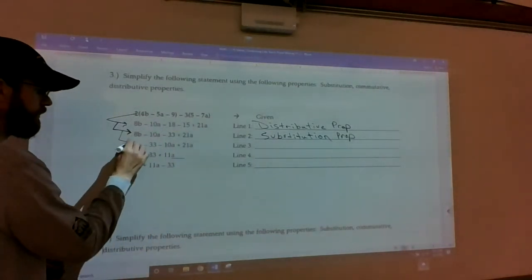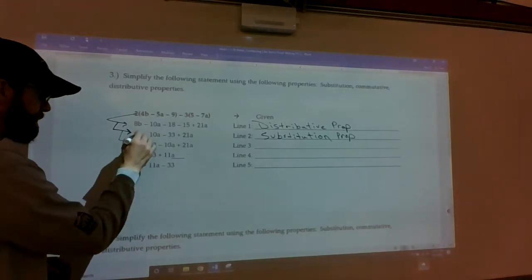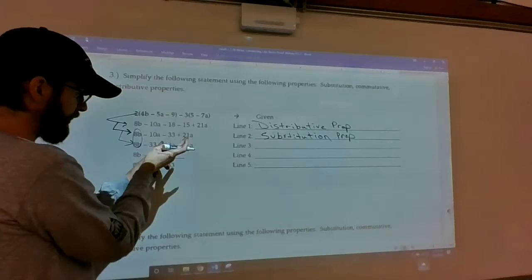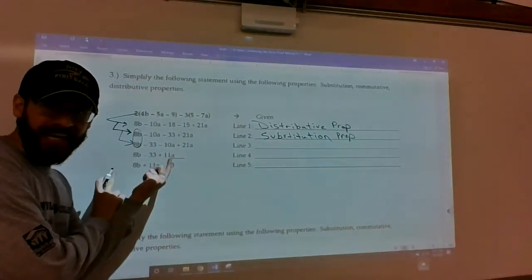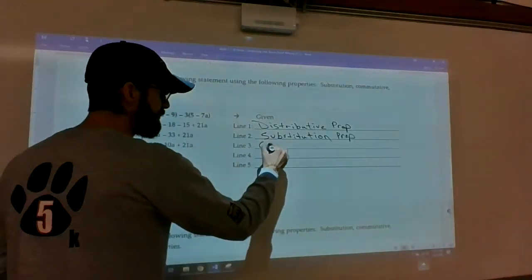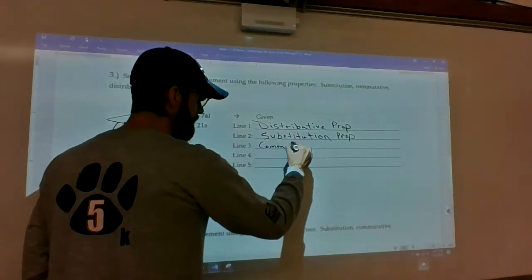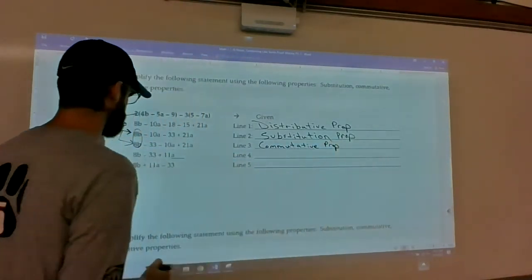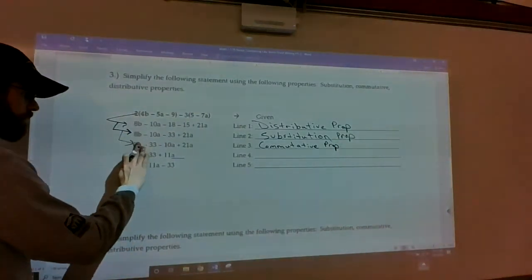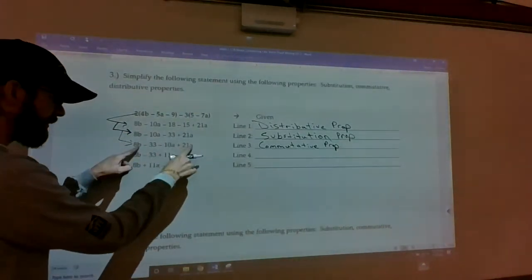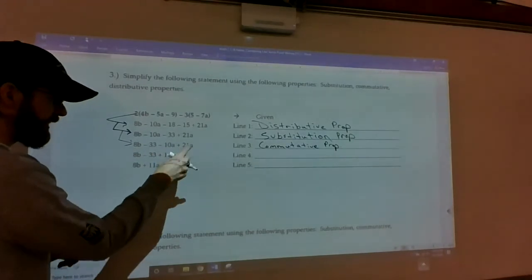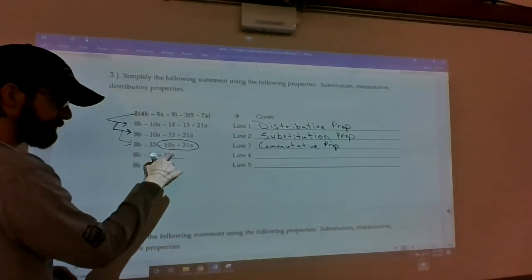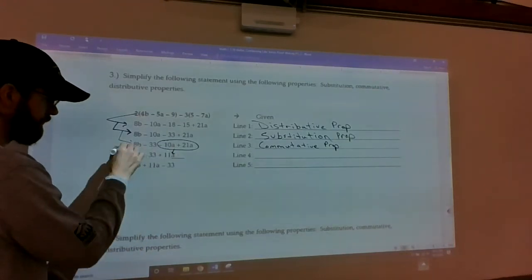Interesting. All right, on the next one, the 8b is the same. It looks like the negative 10a and the negative 33 flipped around. They were rearranged. That's the commutative step, the rearranging step. From here to there, looks like we lost a couple. Yeah, these two were computed, and you got 11a out of it.